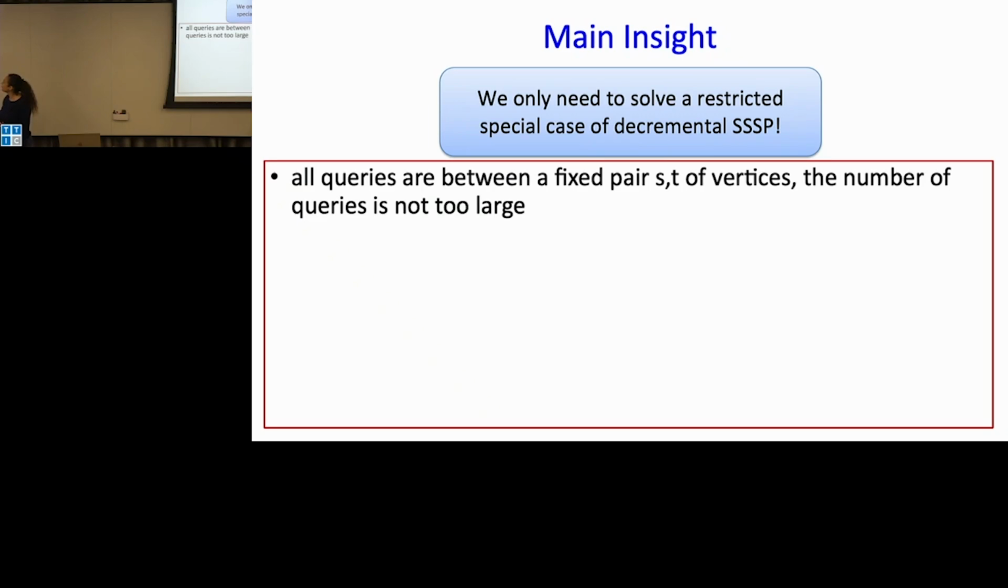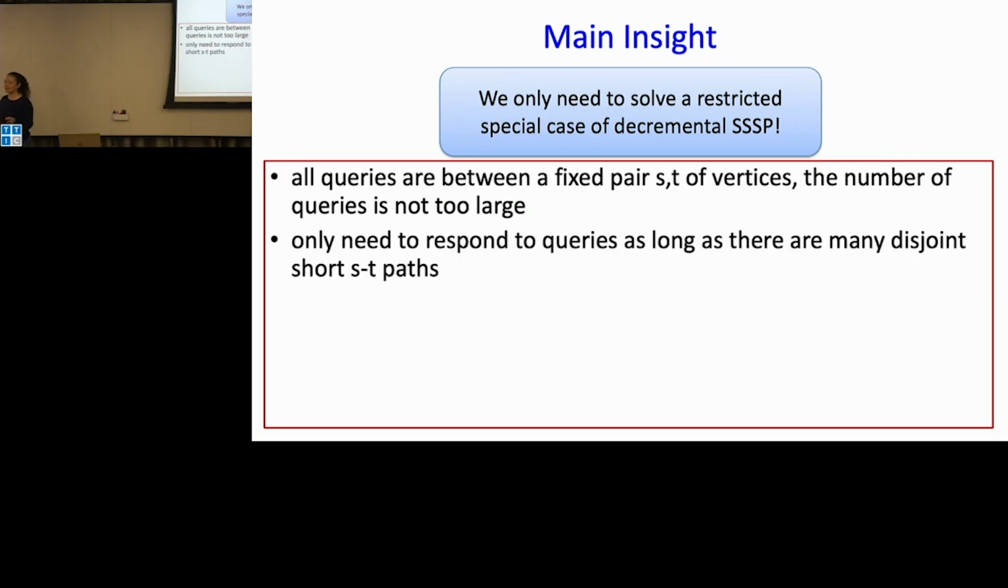So first of all, queries are between a fixed pair of vertices S and T, and we know how many there are. There are delta. And second, and this is, surprisingly, I think the one property that really gives us the edge, is that we only need to respond to queries as long as there is a large number of disjoint and shared ST paths.